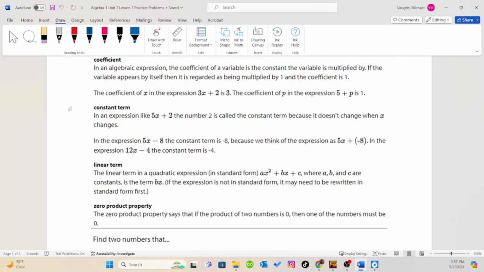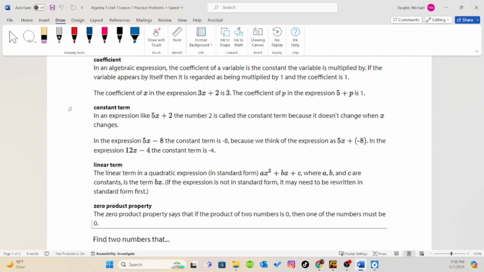The first term is coefficient. In an algebraic expression, the coefficient of a variable is the constant the variable is multiplied by. If the variable appears by itself, then it is regarded as being multiplied by 1, and the coefficient is 1. The coefficient of x in the expression 3x plus 2 is 3. The coefficient of p in the expression 5 plus p is 1.